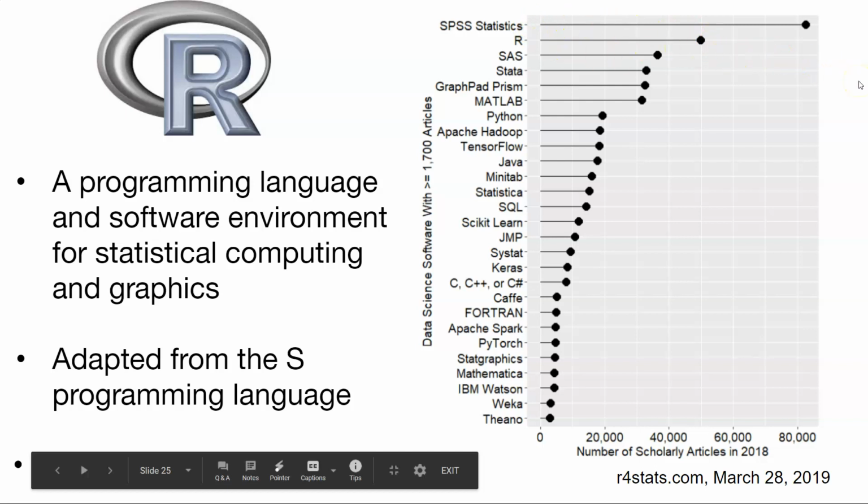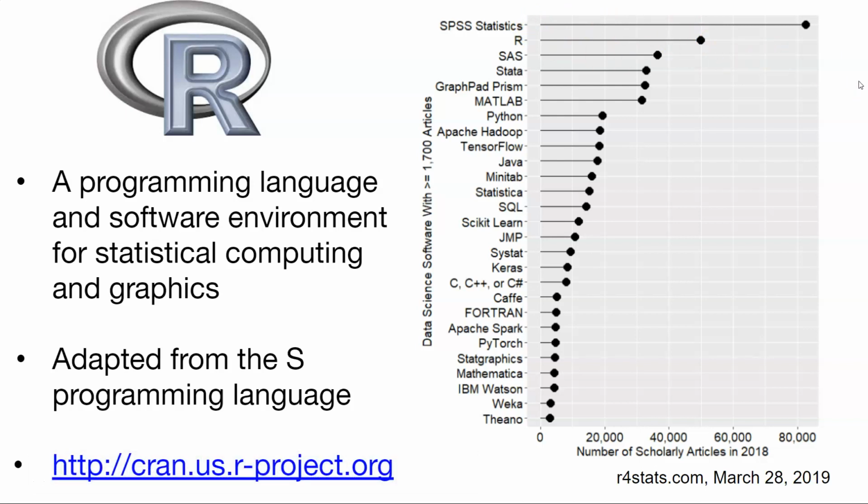Other programs you may be familiar with, including SPSS, SAS, Stata, and MATLAB, all of these programs do statistics to some degree. But R has really gained a lot of popularity in recent years because of its great use of computing and graphics. It was originally adapted from the S programming language, and there's a lot of good value in what we can do with R.